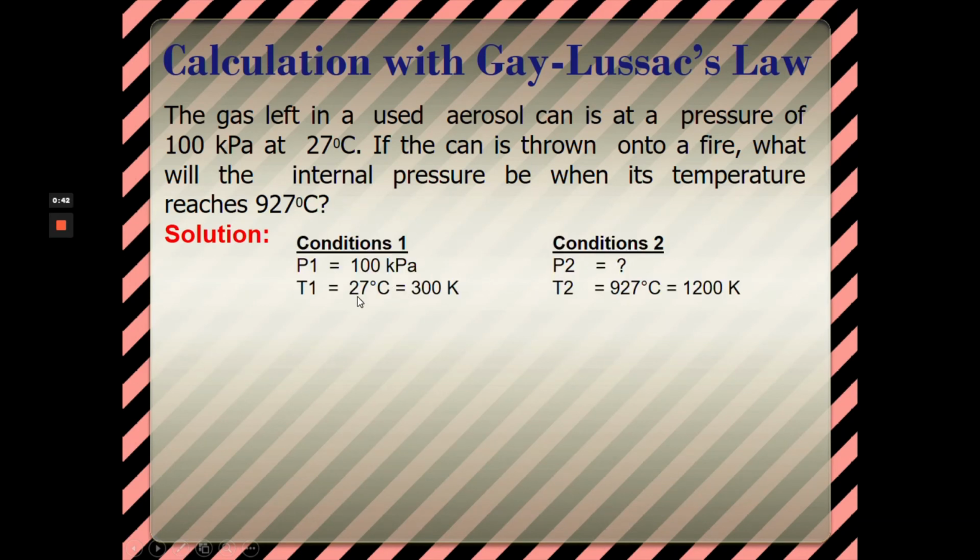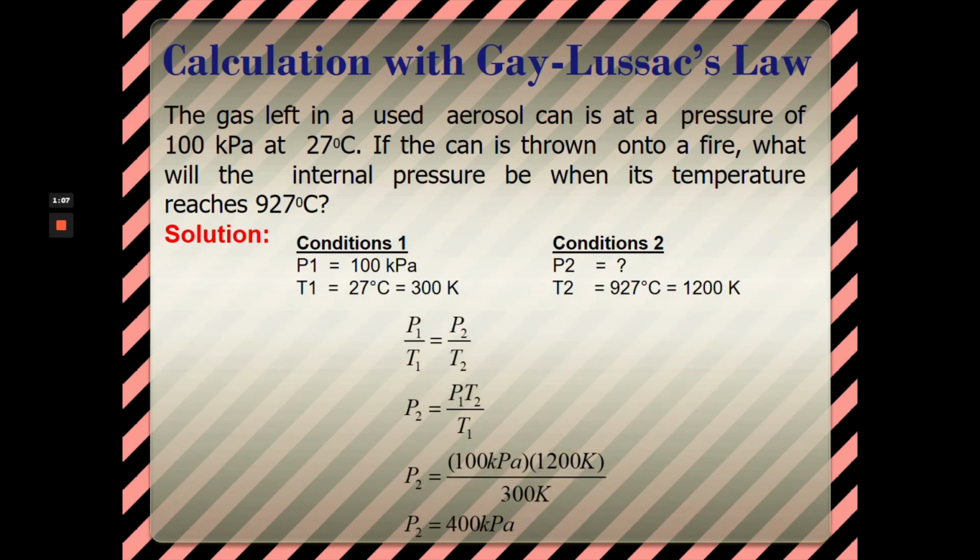First of all, remember that temperature must be in Kelvin, so you have to convert degrees C into Kelvin. To convert degrees C into Kelvin, you add 273. After that, we know that the equation for Gay-Lussac's law is P1 over T1 equals P2 over T2. We just plug in the values into the formula and cancel out the units, so we will get that the pressure is 400 kilopascal.